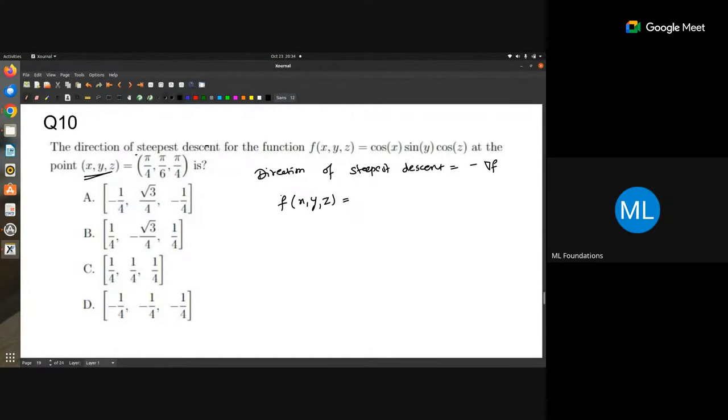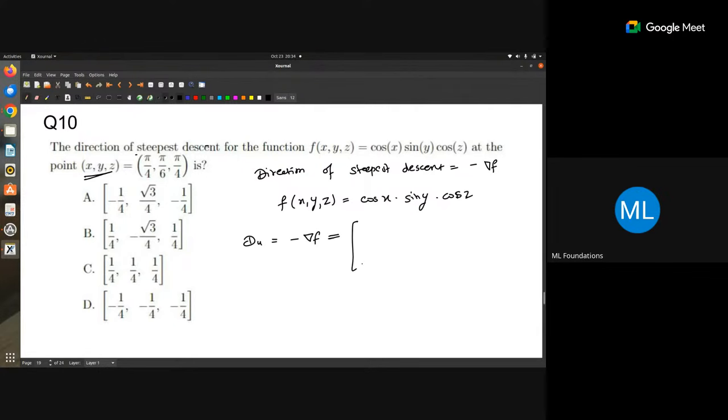Okay, so f of x, y, z is equal to cos x sin y cos z. This is given to me. Now, these are the points: pi by 4, pi by 6 and pi by 4 for x, y, z respectively. Now, we have to find the direction of steepest descent. So, I say that du is equal to what? Minus del f.